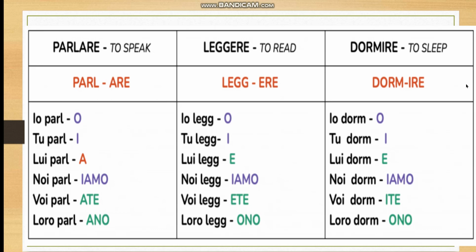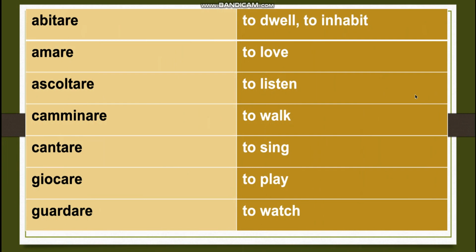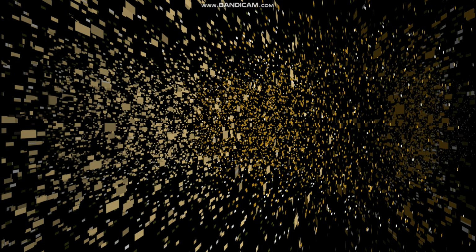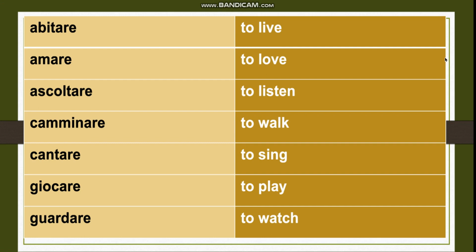Next, we will also see some verbs related to the verb are, ere, and ire. Abitare means to live. Amare means to love. Ascoltare, to listen. Camminare, to walk. Cantare, to sing. Giocare, to play. Guardare, to watch.